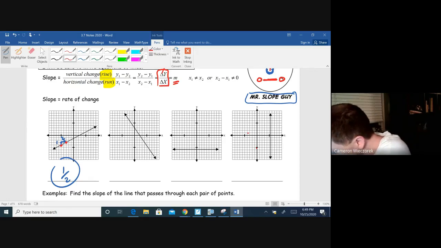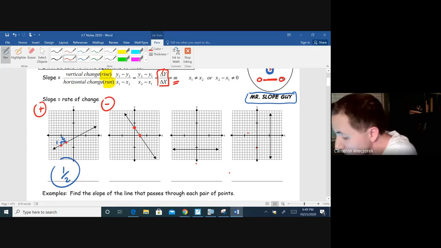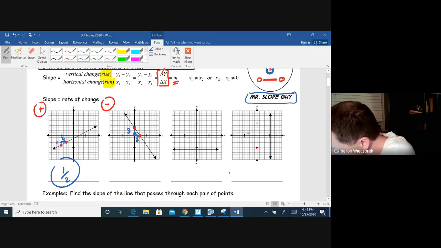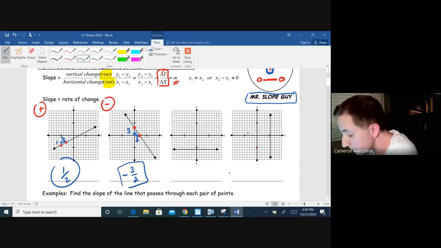Second one, definitely a negative slope because it's falling to the right. So maybe next to these, I'm just going to notate if it's positive or negative. Crosses nicely at 0, 3. Crosses nicely at 2, 0. Those are the x and y intercepts. This time it goes down 3, and it goes right 2. So my slope would be 3/2, but it's negative because it's falling to the right. So remember to make it negative.